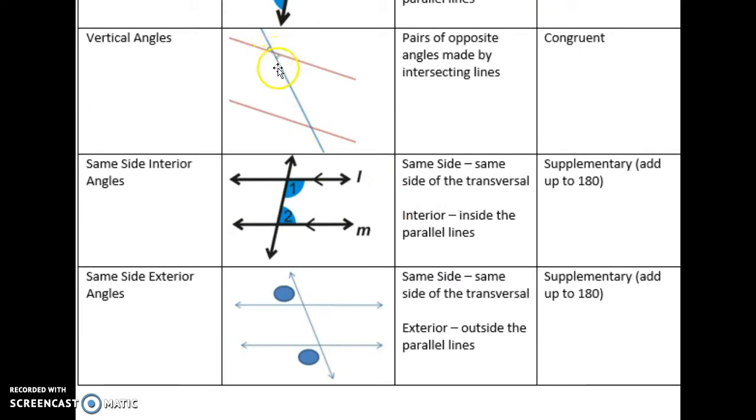Vertical angles we've already mentioned. You don't have to have parallel lines for vertical angles, but we do need to know them. Vertical angles are those kissing V's, or they're pairs of opposite angles made by intersecting lines. Vertical angles are also congruent. Then we have same side interior angles. These are not congruent. They're supplementary, so they add up to 180. And we also have same side exterior, and those are supplementary as well. Now we're going to look at a pretty cool demonstration to kind of help make this a little clearer.